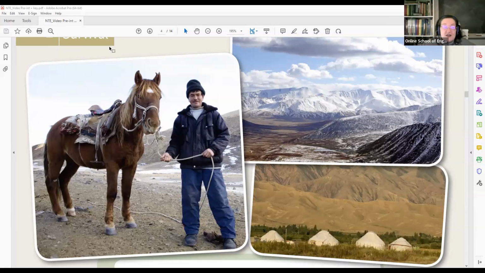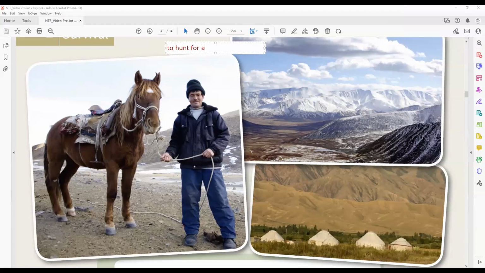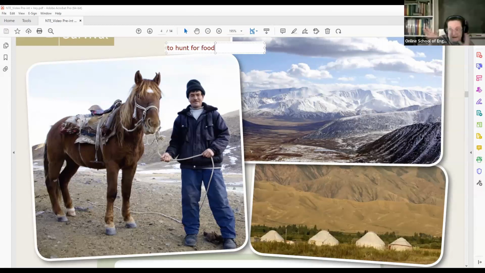Yes, hunting. Do you know the word hunt? I never heard it. Okay. So to hunt for animals, yes? To hunt for food, let's say. Basically they go out, they look at an animal, and they're like, I'm going to kill that animal. They kill the animal, then they bring it back and they cook it. Yes?